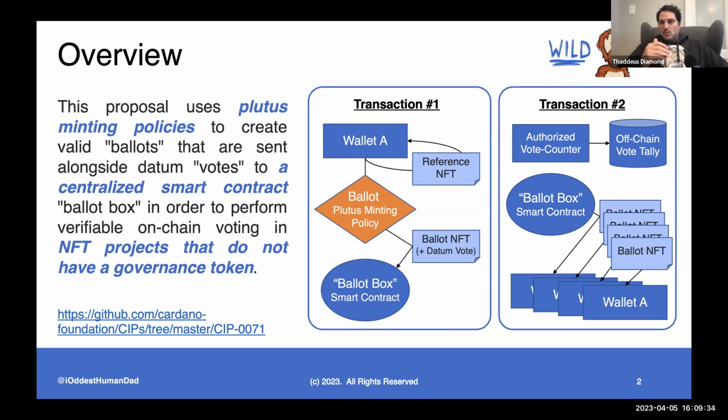The first transaction, where the vote is actually cast and the ballot is created, is the on-chain portion. And then once it's on chain, it can always be replayed later. But the authorized vote counter is able to collect all the ballots and record.